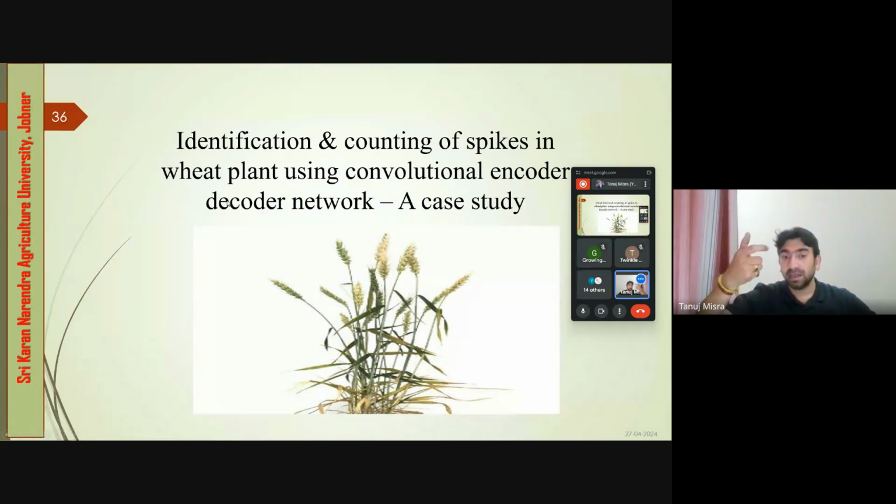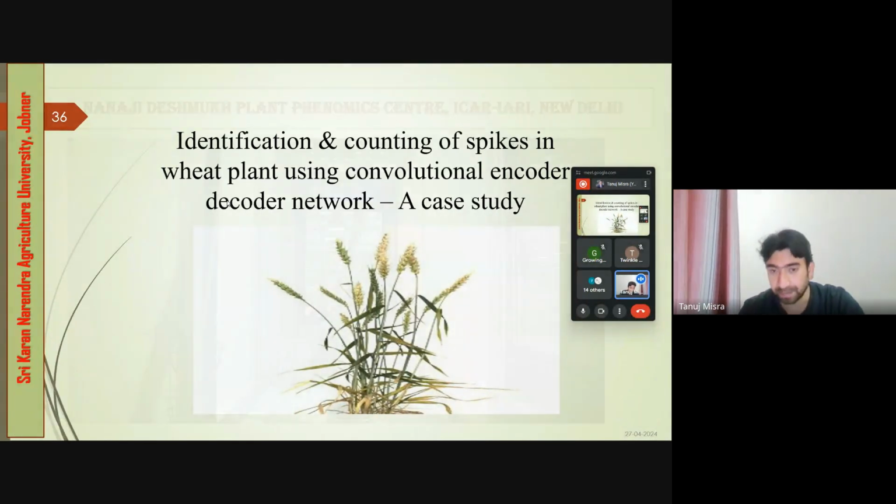For high throughput phenotyping. Nowadays, the term speed breeding has come up. So we have to develop the varieties quickly. For quickly analyzing these varieties, if you are aware, at IARI, Indian Agricultural Research Institute, there is a phenotyping facility, the Nanaji Deshmukh Plant Phenotyping Center. There is whole camera-based imaging and sensing. So my problem was to estimate the yield and to detect the spikes from images.